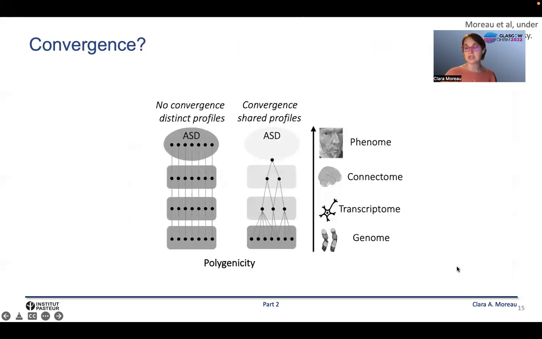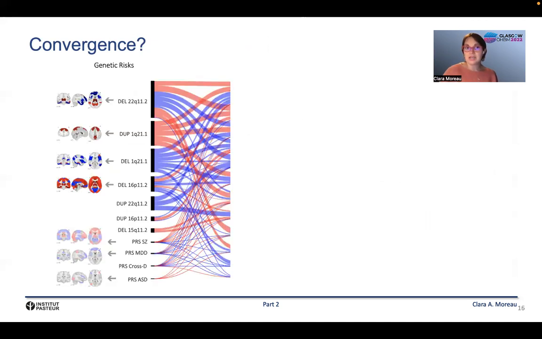Okay, so then we wanted to know if all these genetic risks, rare and common, could converge from genome to transcriptome to connectome at some psychiatric hubs, which could explain why you have thousands of genes associated with ASD or NDD, and only a few diagnoses. So we characterized their signature.